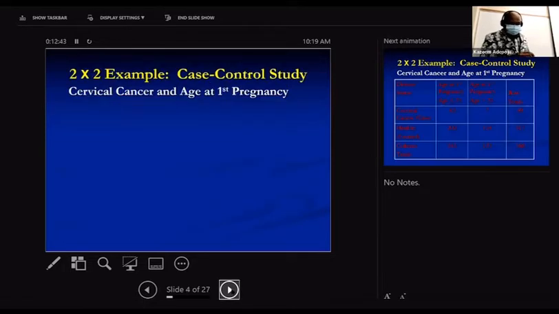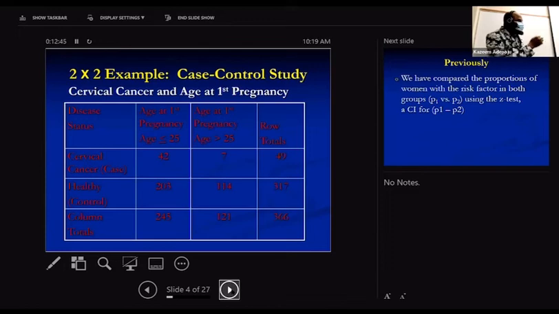Now, because of that, I'm going to give you the response. I want you to take a look at the predictor right here. It has two levels: age at first pregnancy less than or equal to 25, and age at first pregnancy greater than 25. It means this is categorical. You partition the age into two categories.